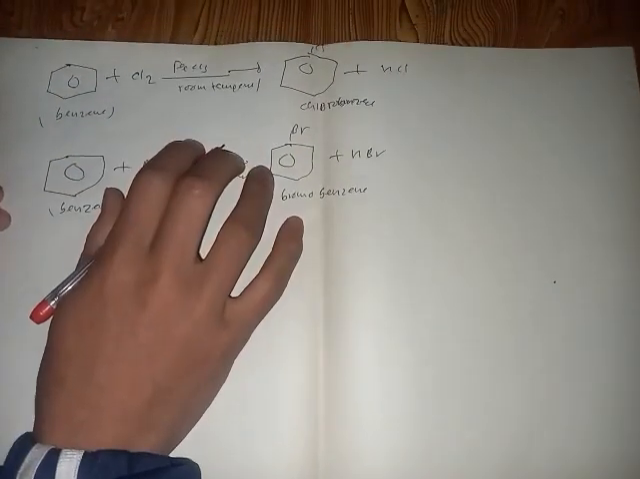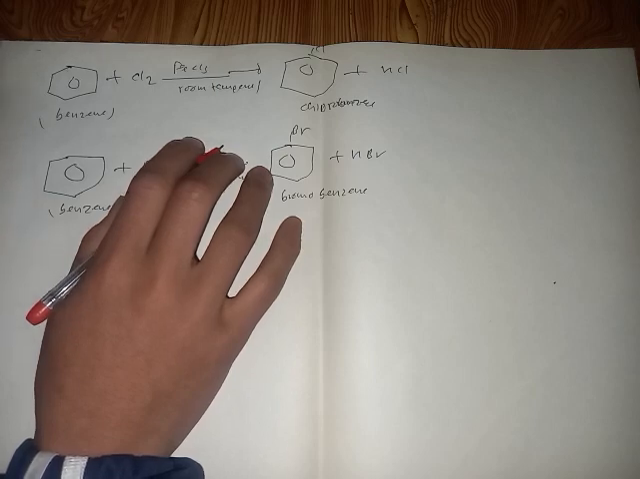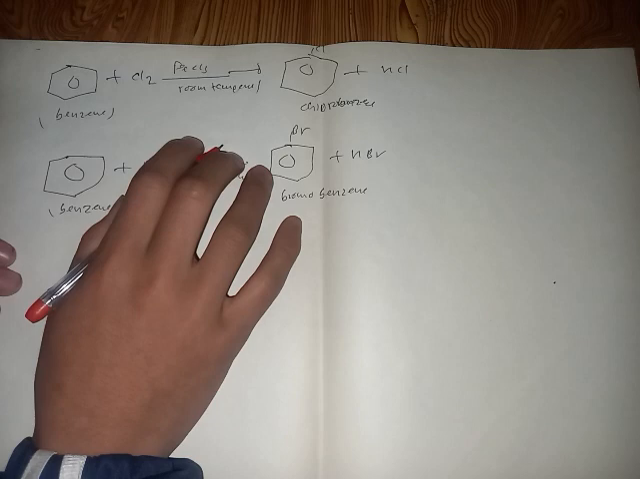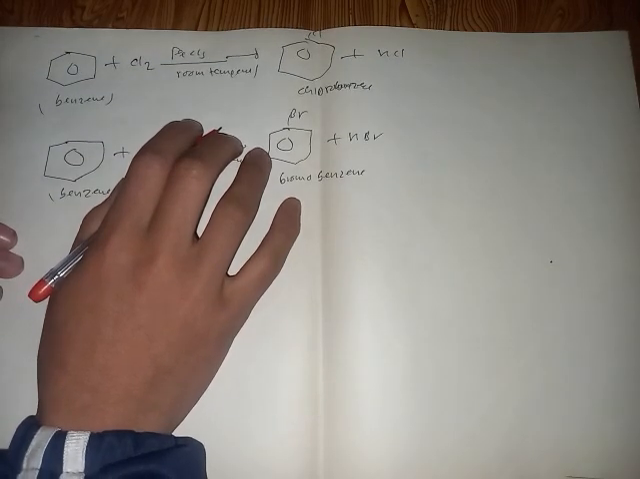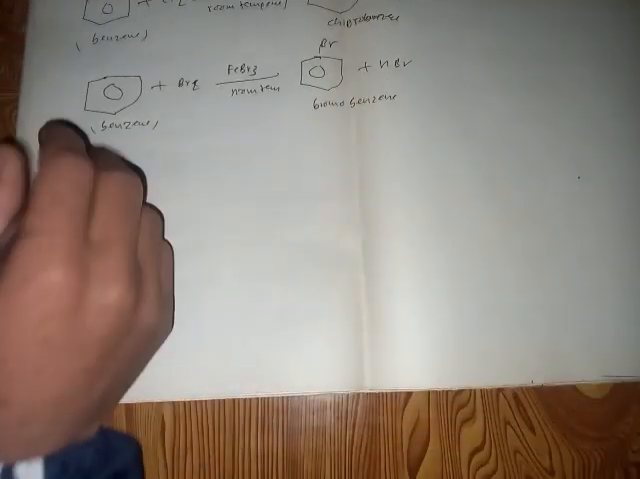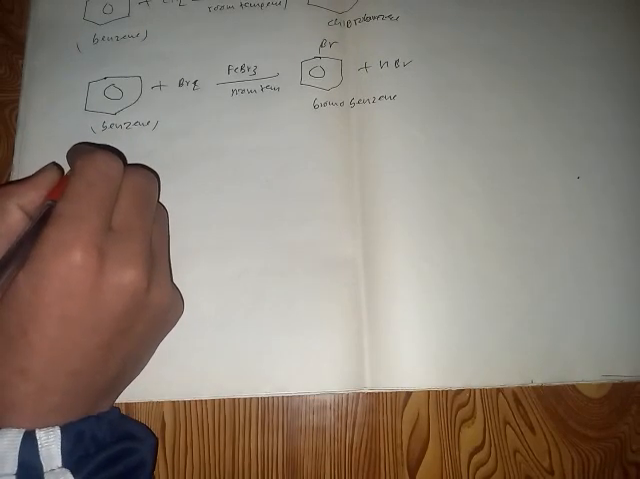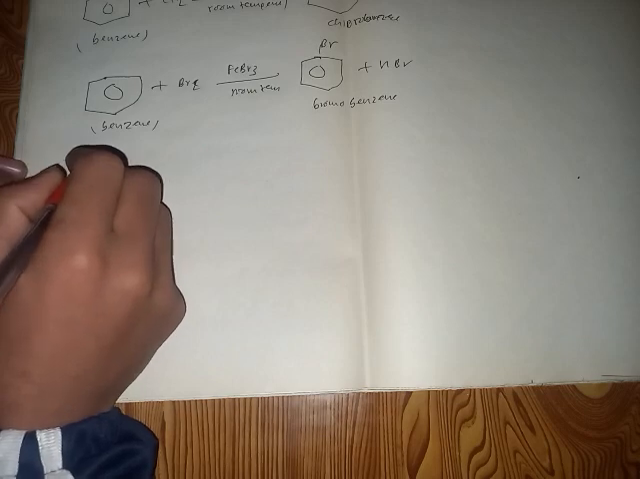Since iodination of benzene is a reversible reaction, iodination is carried out in the presence of an oxidant like HNO3, HIO3, etc., which drives the reaction in the forward direction by oxidizing the HI into I2, so that we can directly write the reaction.